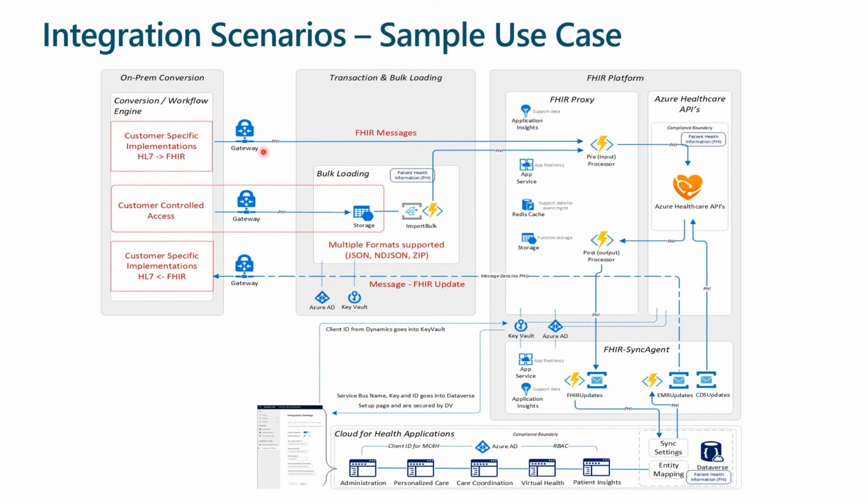In cases where you need to load bulk data, you can use the FHIR bulk loader that is available. You can configure the storage bulk loader with the Azure storage and populate that storage, which essentially follows the same pattern and takes the data to Azure API for FHIR through the FHIR proxy, and the corresponding FHIR Sync Agent syncs that data between Azure Healthcare APIs and the Dataverse.